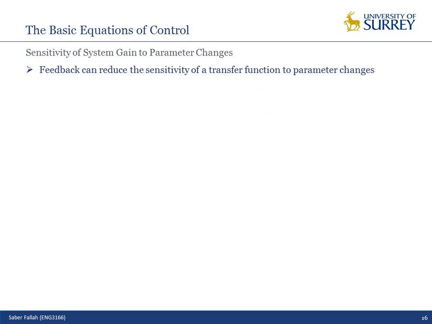Okay, so for the next step, I will talk about how feedback can reduce the sensitivity of the transfer function to parameter changes. How? I will explain to you after the break, a 5 minute break, because you have a 5 minute break at the beginning of the module. Just a moment, please, just a moment.